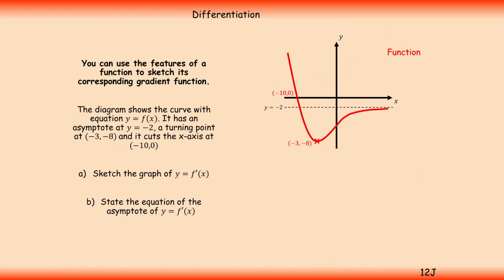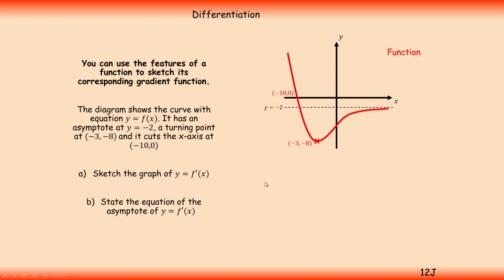Okay, so let's have a look at this example here. We've got the diagram showing y equals f of x. It's asymptotic at y equals -2. So the graph is tending towards that. It's not going to hit it. And we've got a turning point here. So we want to sketch the gradient function and then state the asymptote of the gradient function.